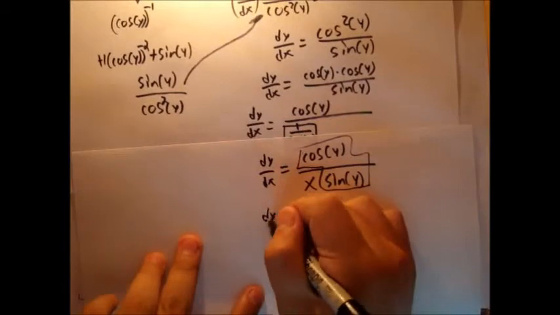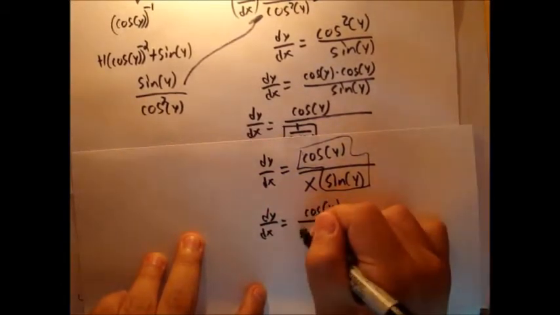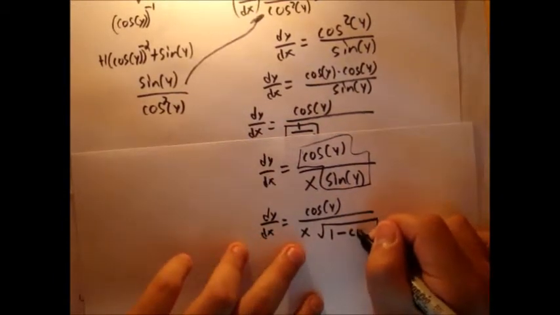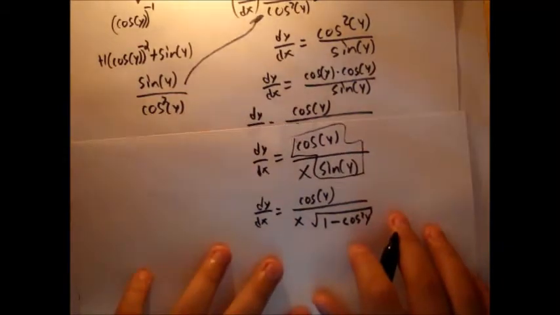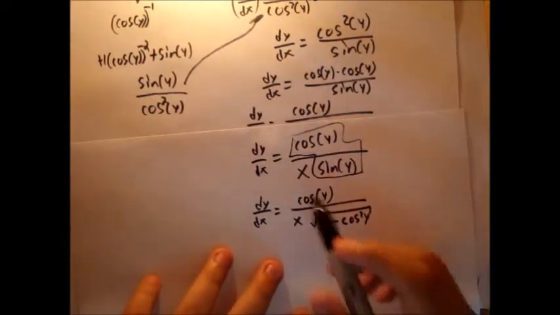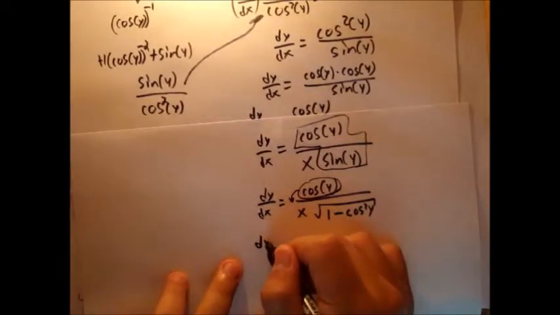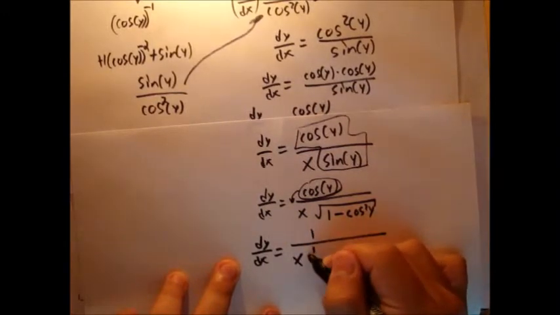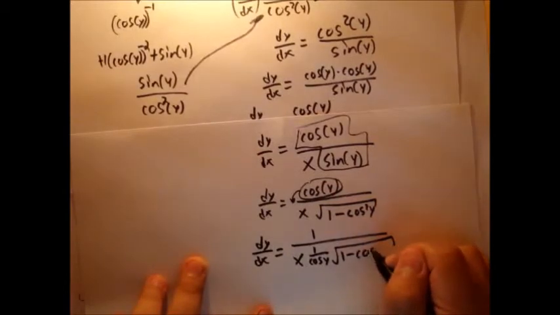How can we rewrite sine of y in a way that gets closer to cosine of y? Same idea. dy/dx equals, let's leave the cosine y up there, here we have an x. Sine of y is the same thing as the square root of 1 minus cosine squared y. Alright, getting close. But what else can we do here? It's not exactly secant. We can do the same idea. Let's bring this down as 1 over cosine y. dy/dx equals 1 over x times 1 over cosine y times the square root of 1 minus cosine squared y.